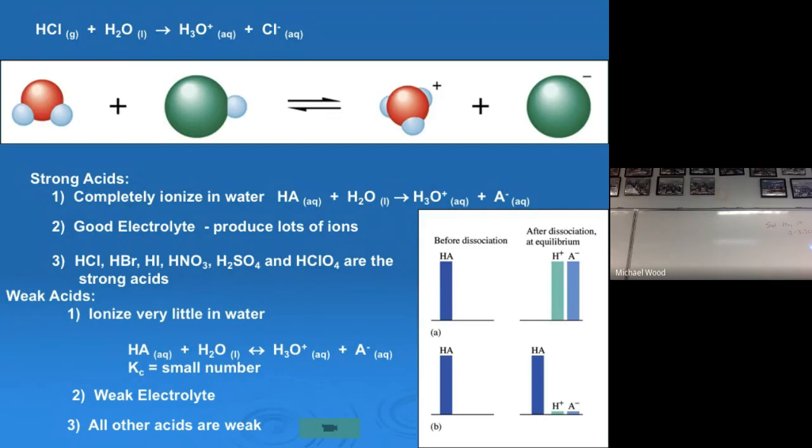The K is a small number. The K is the same K that we used in chapter 13, so that means there's very few products. There's a lot of reactions. It's a weak electrolyte, so it's not going to turn the light bulb on very well at all. All other acids are weak.